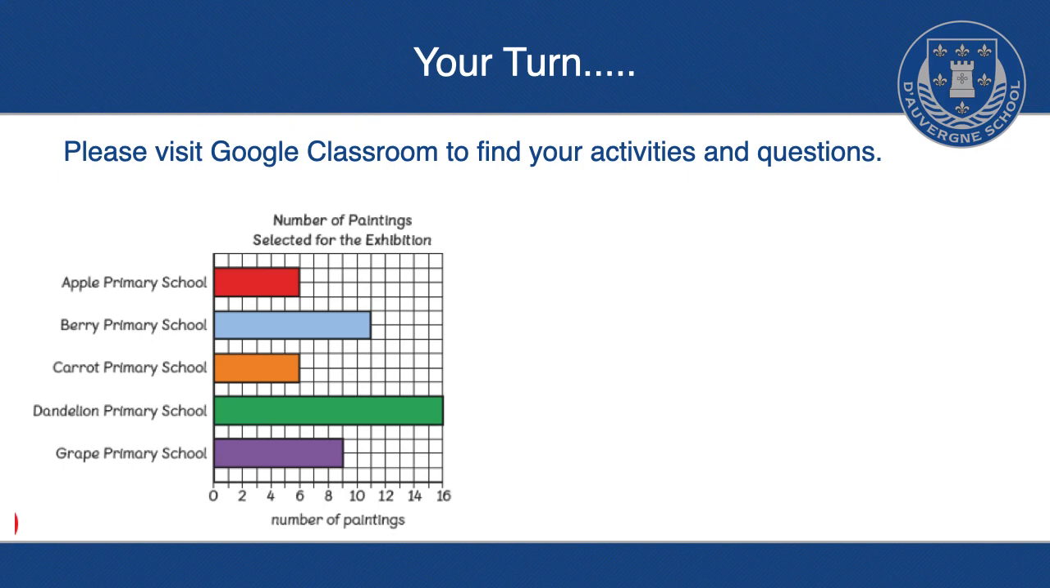Look at that scale, and again, if it's using a key, look at the key. But because we're looking at the bar graph just now, we're looking at the scale rather than the key.